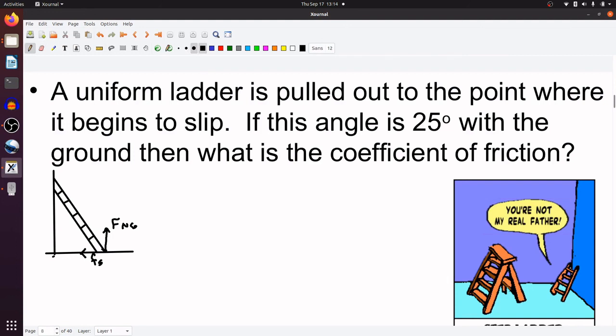Then we have a normal force from the wall exerted right here as well. And then, of course, the weight of the ladder. Now, this is where the center of gravity comes into play. We assume that all of the mass is concentrated at the center since it's a uniform ladder. And so the weight of the ladder is going to go down, and I'm just going to call that W for the weight, at least for now.